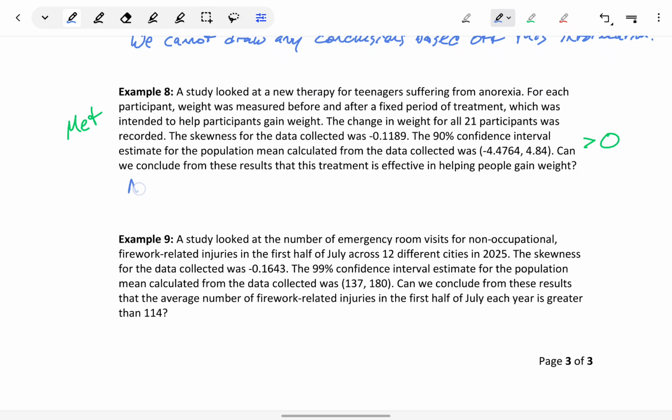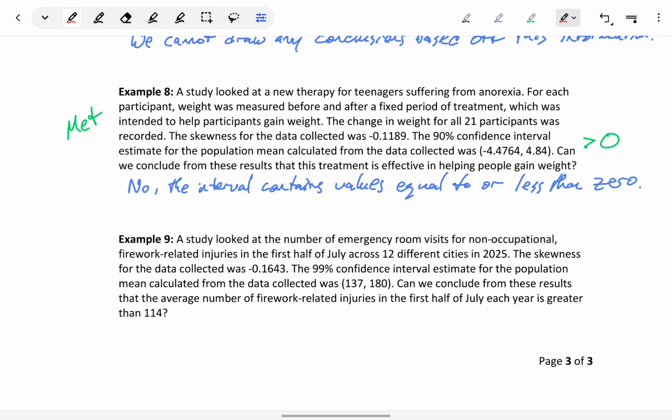So in this case, we would say no, we can't make this conclusion because the interval contains values equal to or less than 0. Meaning it's possible that the true population mean is -2, meaning on average people who go through this therapy are actually losing weight, which would have the opposite effect that we would intend.